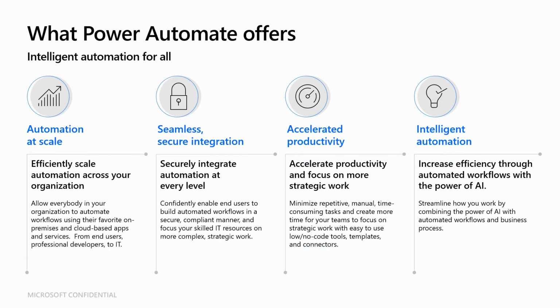Power Automate offers automation at scale, allowing everybody in your organization to automate workflows using their favorite on-premises and cloud-based apps and services. Power Automate is seamless, secure integration that gives you the confidence to empower users with more control, freeing up IT resources for more strategic work. Power Automate helps accelerate productivity, minimizing repetitive, manual, time-consuming tasks and creating more time for your teams to drive your business and plan your company's future. And Power Automate is an intelligent automation. It combines intelligence with automated workflows with embedded AI and integrated legacy applications.